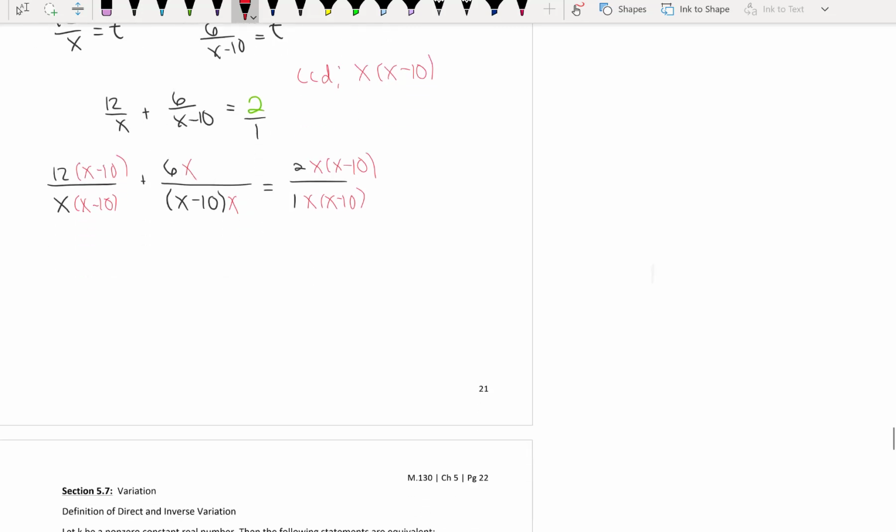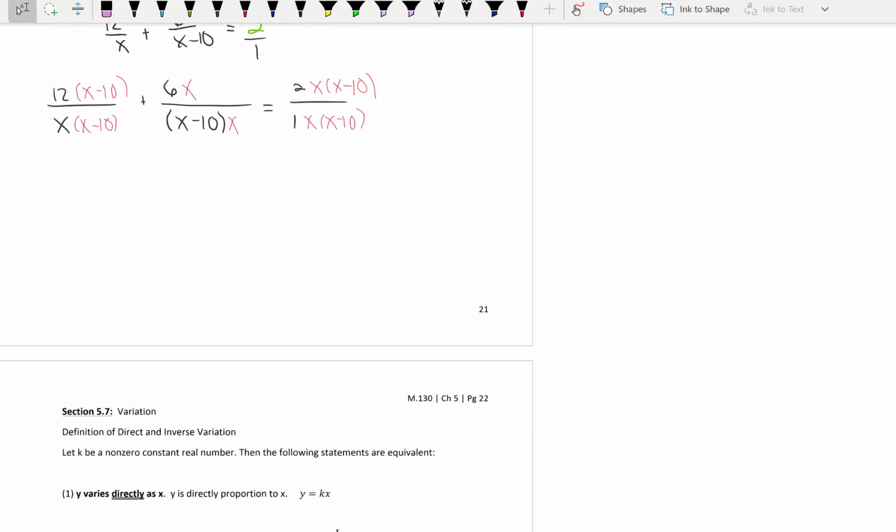So now that my denominators are all the same, I can drop them and just worry about my numerators. So I have 12x minus 120 plus 6x is equal to 2x squared, and 2 times 10 is 20, and I have my x.